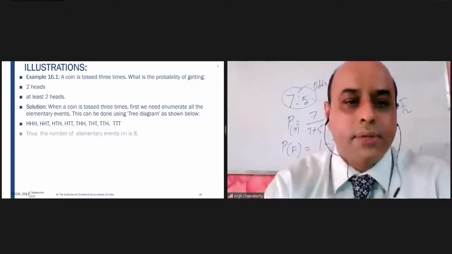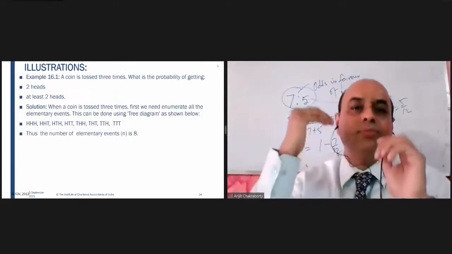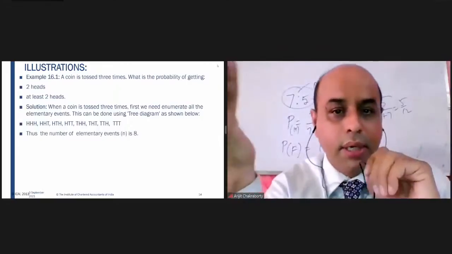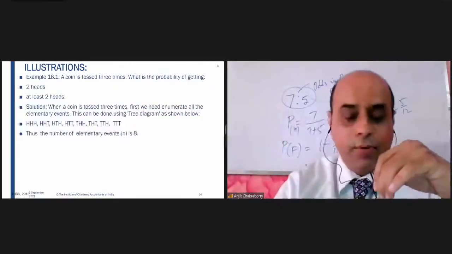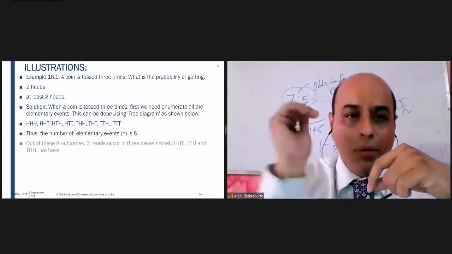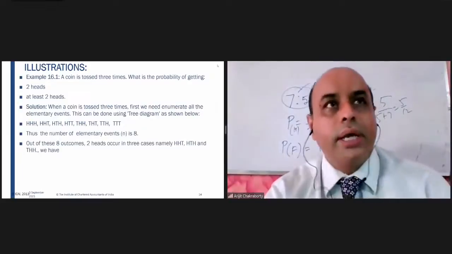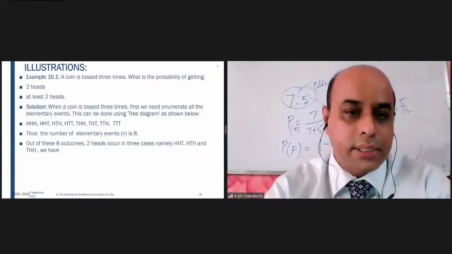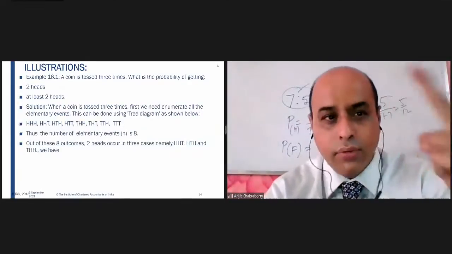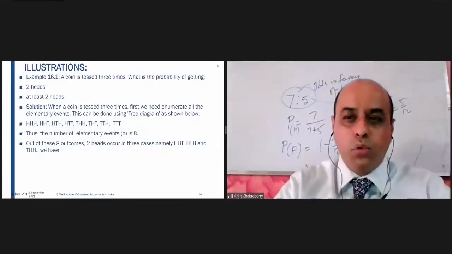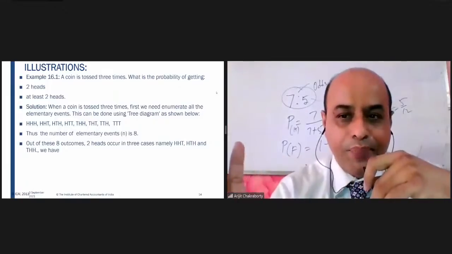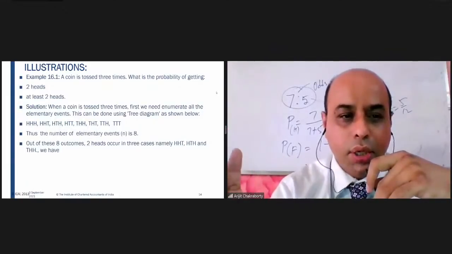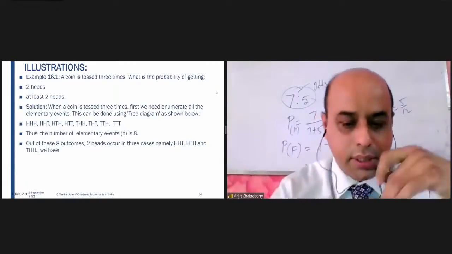The point is the number of elementary events. Events means outcomes. How many possibilities if you count? 1, 2, 3, 4, 5, 6, 7, 8. 8 possibilities are there. Out of these 8 possibilities or 8 outcomes or 8 events, 2 heads. Our question was 2 heads. Now 2 heads is taking place in how many cases? Either HHT, HTH and THH, 2 heads.